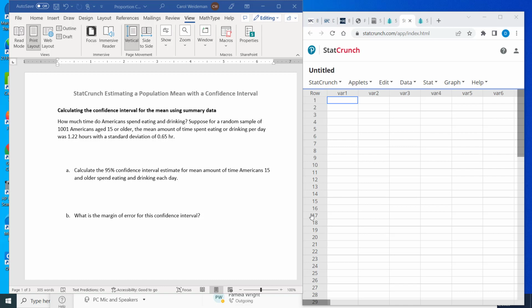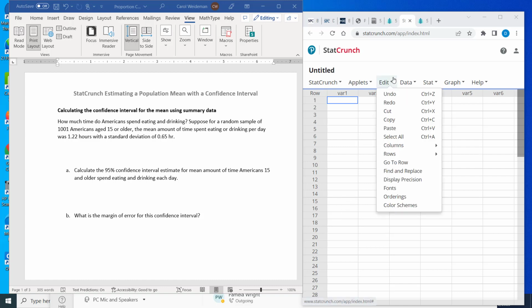So how much time do Americans spend eating and drinking? Suppose for a random sample of 1,001 Americans aged 15 and older, the mean amount of time spent eating or drinking per day was 1.22 hours, with a standard deviation of 0.65 hours. Calculate the 95% confidence interval estimate for the mean amount of time Americans 15 and older spend eating and drinking each day. So in StatCrunch, this is summary data.